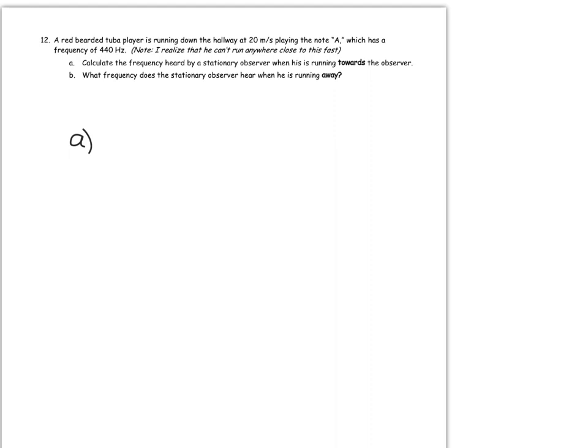Let's go ahead and work through this next one here. So for this one, we have a tuba player running down the hallway at 20 meters per second. That's going to end up being the velocity of the source here, because the tuba player is the thing making the sound. And they're playing a note here that's a frequency of 440 hertz, and so that is the frequency of the source itself. And what we want to know is, what is the frequency heard by a stationary observer, meaning they're not moving, while the tuba player is running towards them.